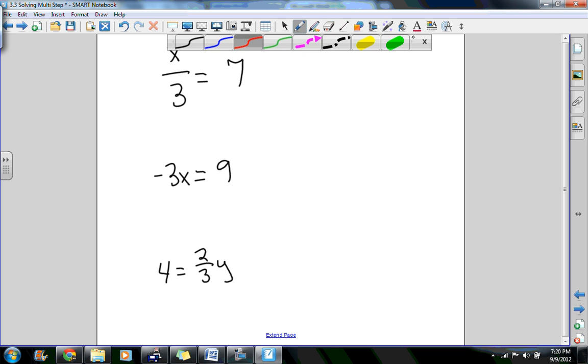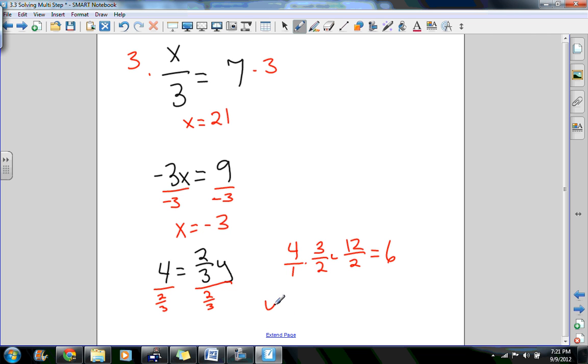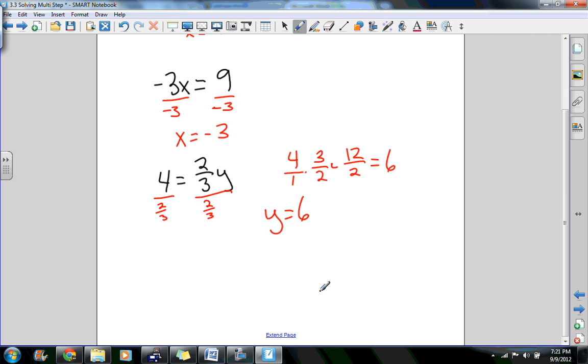We'll see. Okay, for this top one, to multiply by 3 on both sides, I get x equals 21. This one here, x equals -3. And for the bottom, I'm going to divide by 2/3 on both sides, which means that I'm going to do 4/1 times 3/2, which gives me 12/2, which gives me 6. So y equals 6. If you have questions on those, please bring those to class tomorrow.